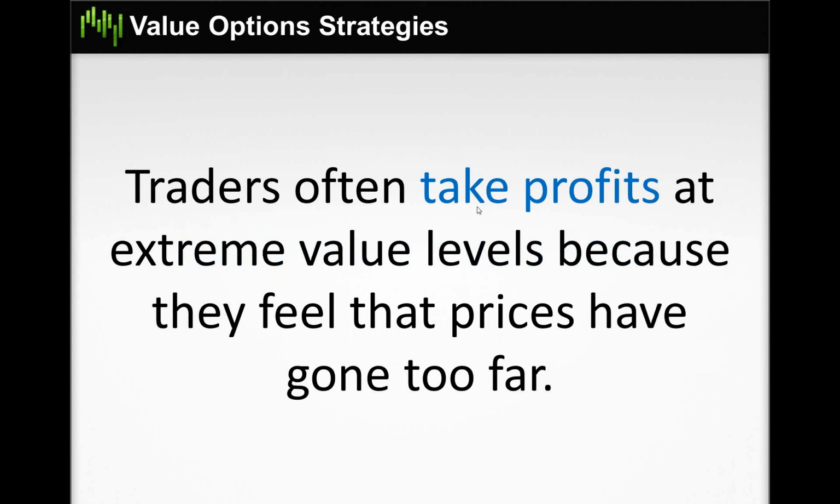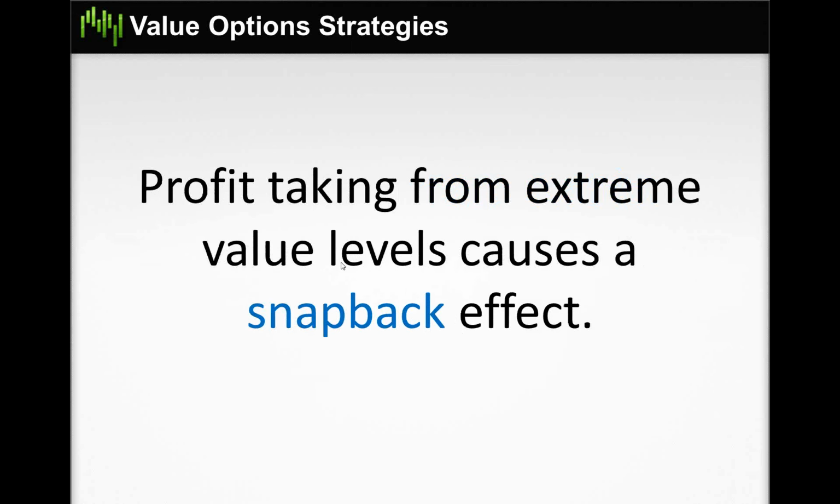Traders often take profits at extreme value levels because they feel that prices have gone too far. Now, this is one of the factors, at least, that pushes prices back into that value reversion, pushing it back into fair value from overvalued or undervalued, along with new traders jumping in perceiving that they have an opportunity. Now, profit taking from extreme value levels causes a snapback effect. This is when you have value reversion. If we don't have value reversion, obviously that snapback effect does not happen.